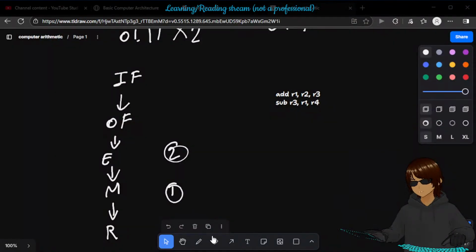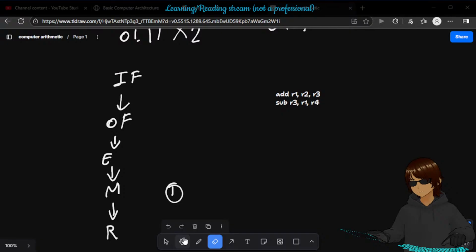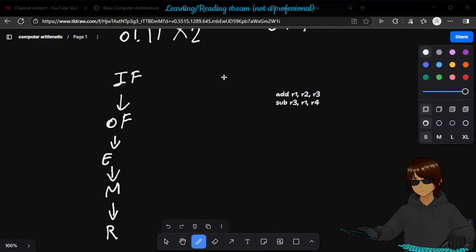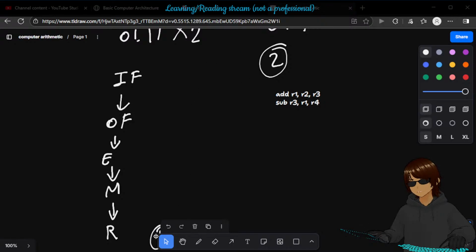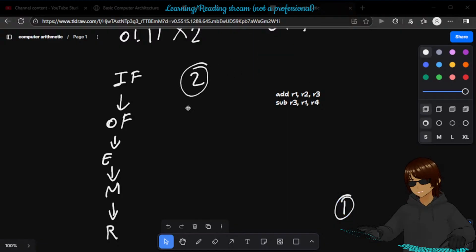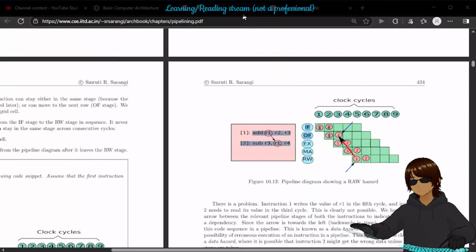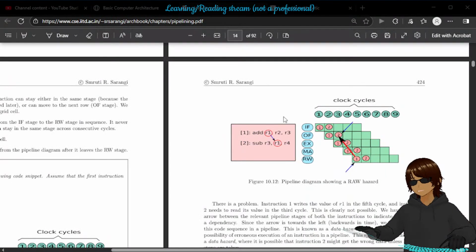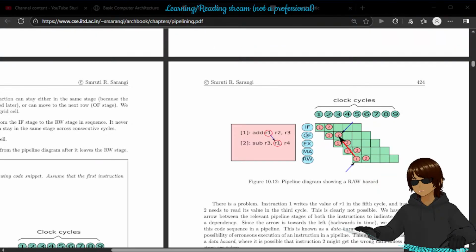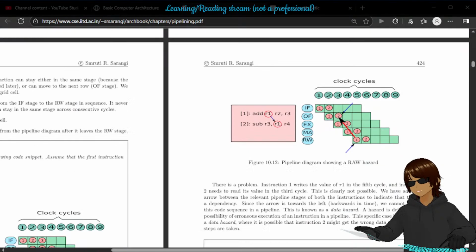I mean, if we waited for 1 to be complete, if we didn't bother optimizing, we waited for 1 to complete the entire thing, and then 1 is done, and then we do instruction 2, that wouldn't be a problem. But they're trying to optimize, so they're trying to fit it in. Like they would bring the next instruction immediately after the first instruction is done.